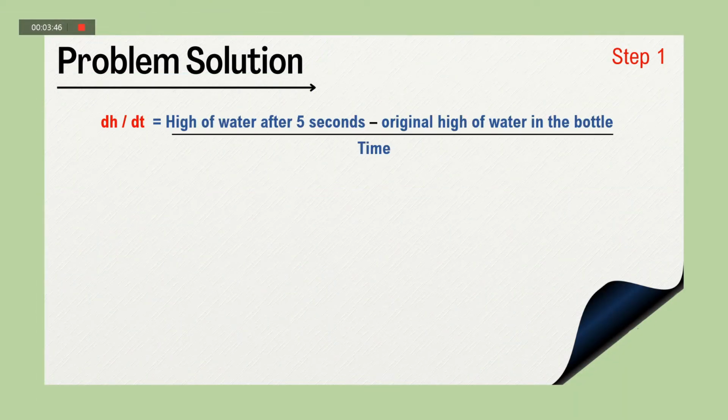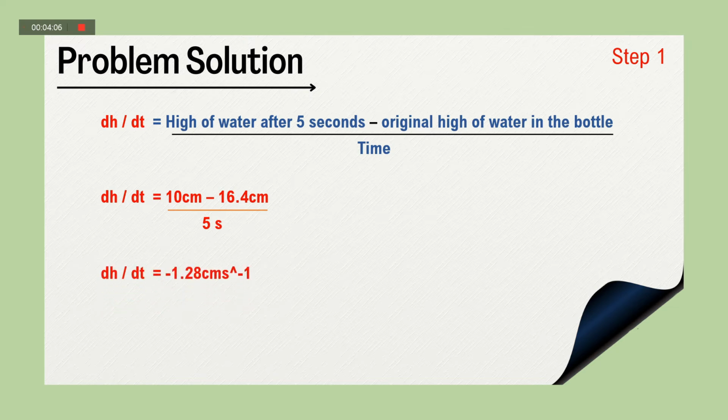Problem solution. Step 1. dH over dt equal height of water after 5 seconds minus original height of water in the bottle over time. dH over dt equal 10 cm minus 16.4 cm over 5 seconds. Then dH over dt equal negative 1.28 centimeters over negative 1.